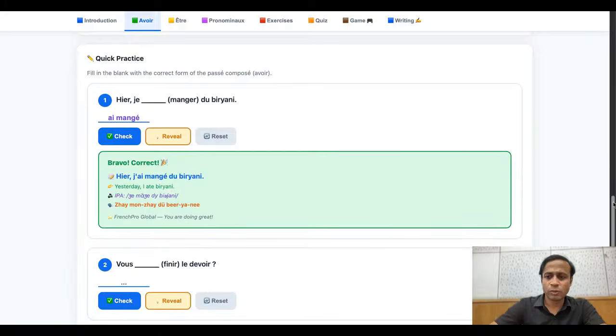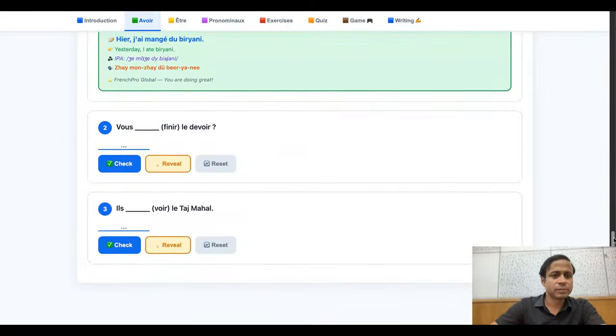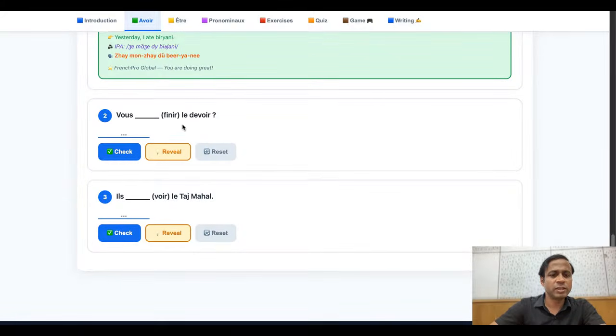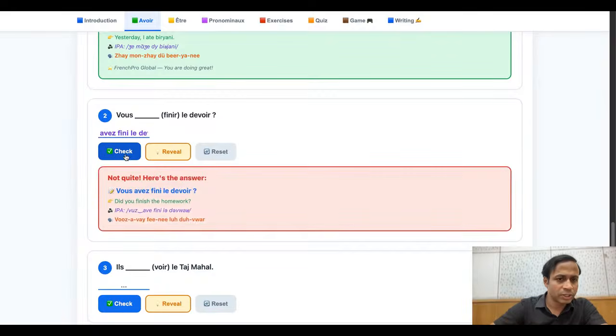Fine. Now for the second, vous dash fini le devoir. What is the past participle of finir? Please type your answer. Vous avez fini le devoir. Yes, vous avez fini le devoir. Okay, check. What is the problem here? Let me check. Vous avez fini.